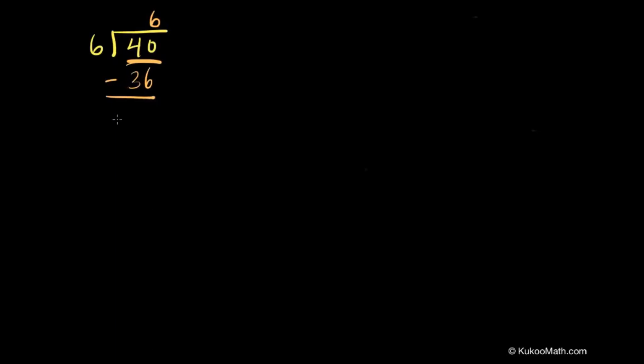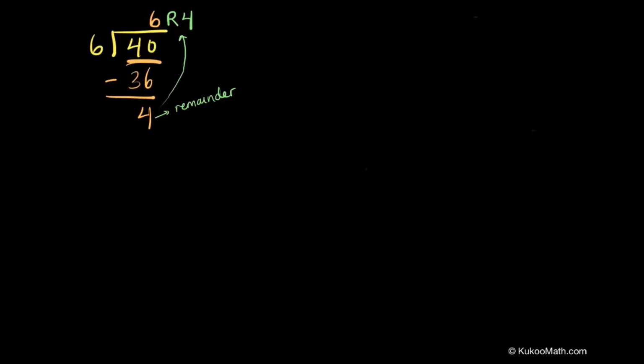Now what we're going to do is subtract. 40 minus 36 is equal to 4. Our next step is to see whether we can put 6 into this new number that we just subtracted. Since we can't, this becomes our remainder. So we're going to write it up here, off the edge like that. And we have our answer. Our answer is 6 remainder 4.